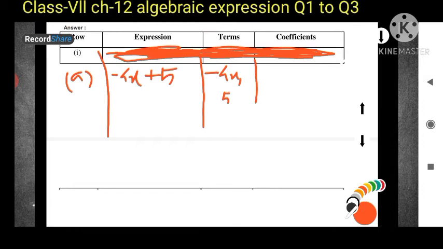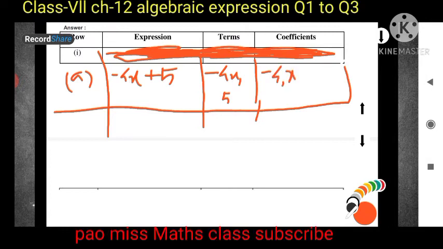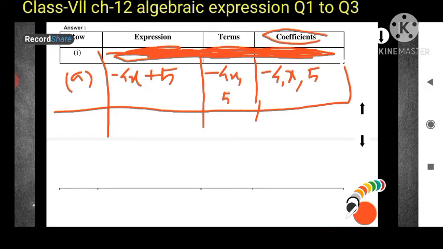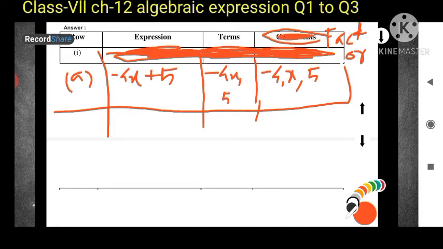Now again we have to write all the coefficients. Sorry, there was a typing mistake here. You have to write factors, because we have to find factors, not coefficients. Okay, here please write factor. Write factor inside this column instead of coefficients, because in the question it is written: expression, terms and factors. So this is the expression.